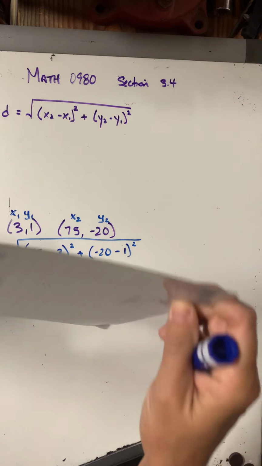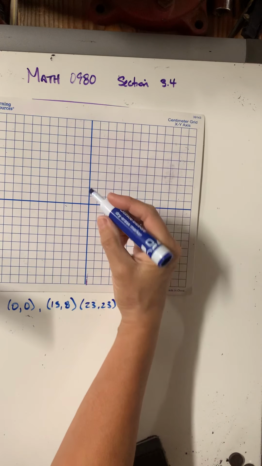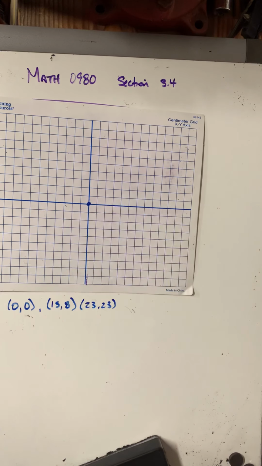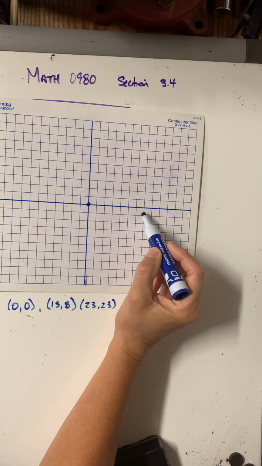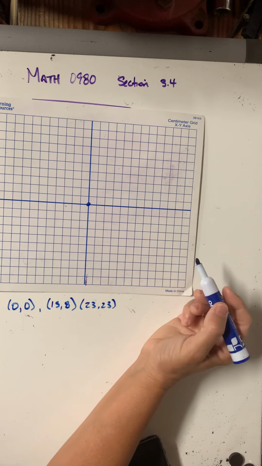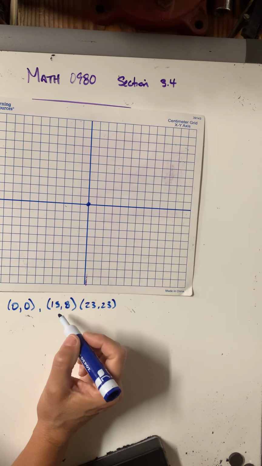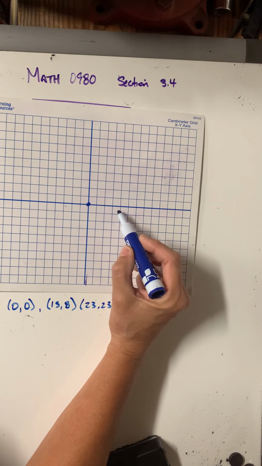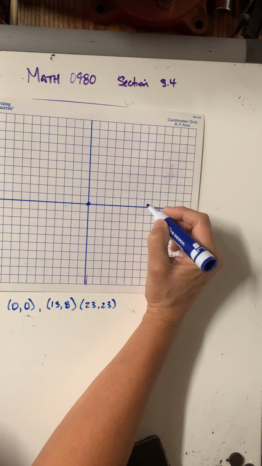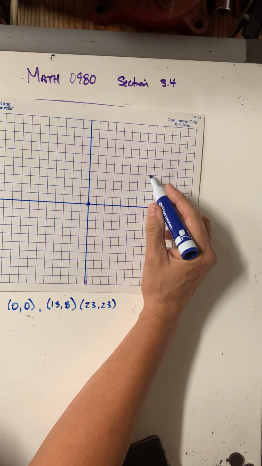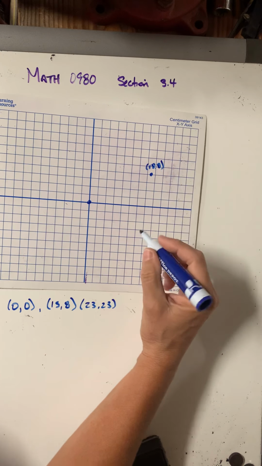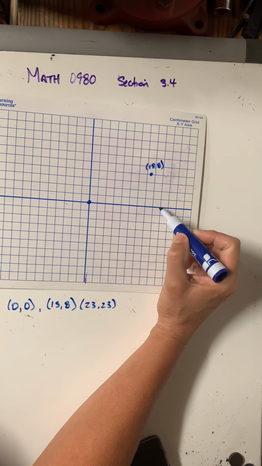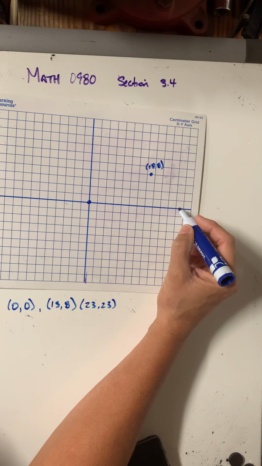Well, the way you'd know if it was isosceles, let me plot these first. 0, 0. And let's see what would make that. 1, 2, 3, 4, 5, 6, 7, 8, 9, 10, 11, 12, 13. Okay, so if these are each worth 2, then 15, 8 would put me at 2, 4, 6, 8, 10, 12, 14, 15, and 2, 4, 6, 8. There's my 15, 8. My 23, 23 would be 16, 18, 20, 22, 23.